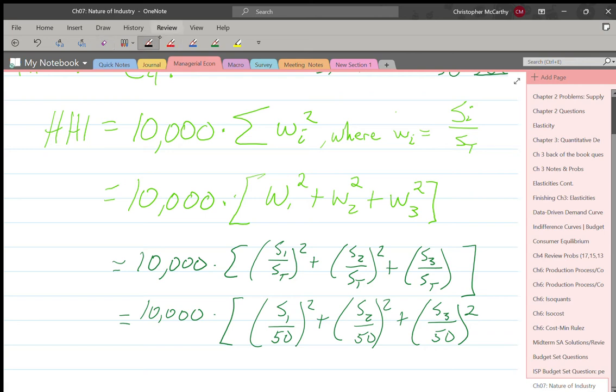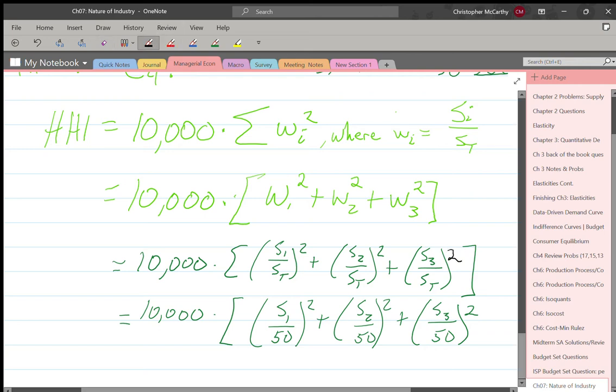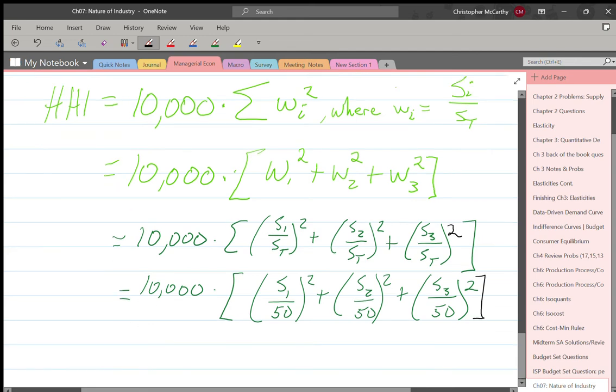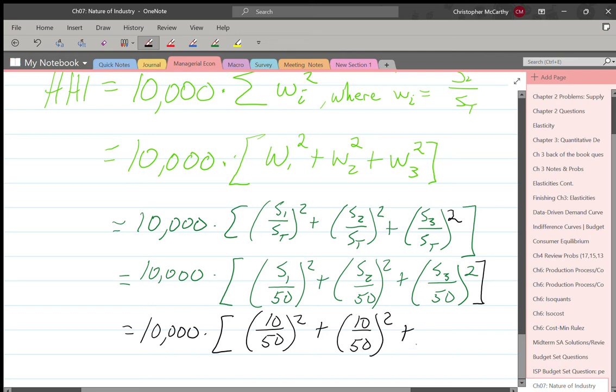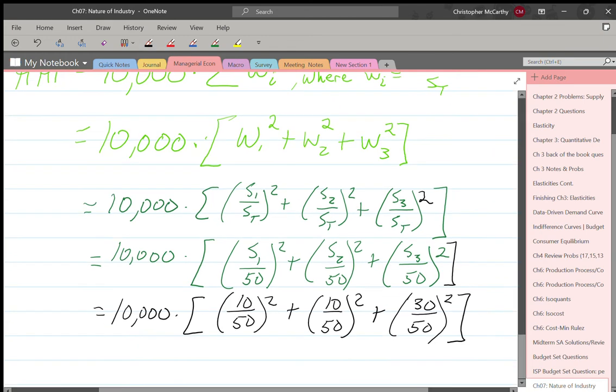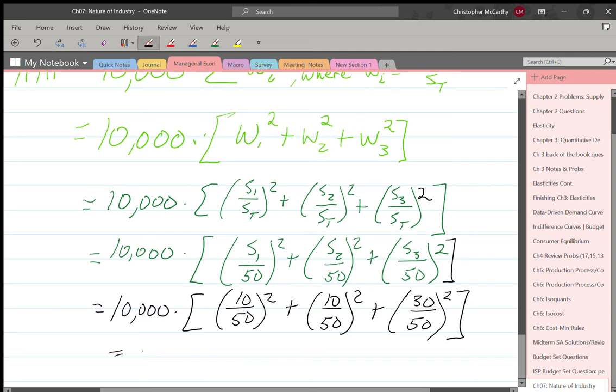Just because it's a third term doesn't mean it needs to be cubed, buddy. First sales are 10, second sales are 10, third sales are 30. So then from here, you can literally just put it into your calculator, put it into Google, and it ends up giving us 4,400 as our HHI.